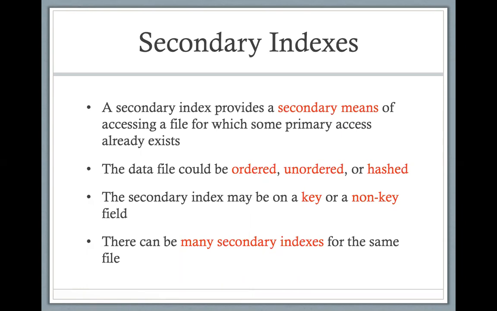A secondary index provides a secondary means of accessing a file. The data file could be ordered, unordered, or hashed, so it doesn't matter what the file organization is, whether the file is ordered physically on disk or not. You can always create a secondary index on any table, whether it's sorted physically on disk or not.